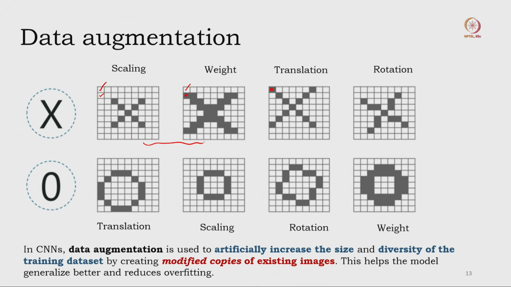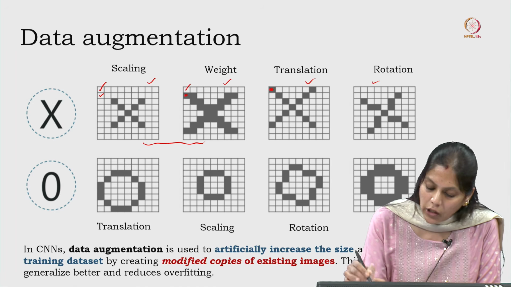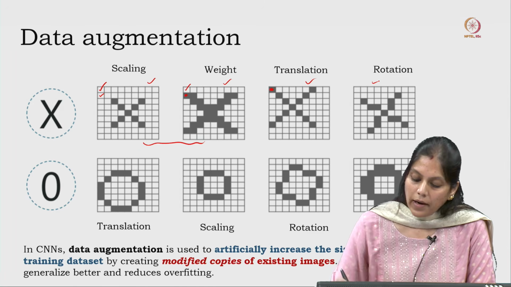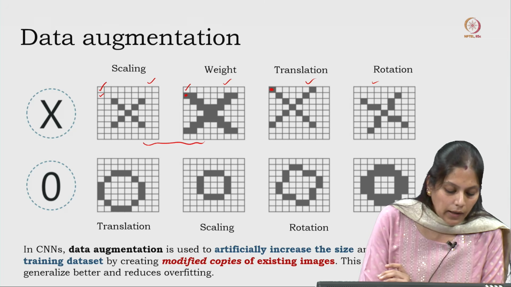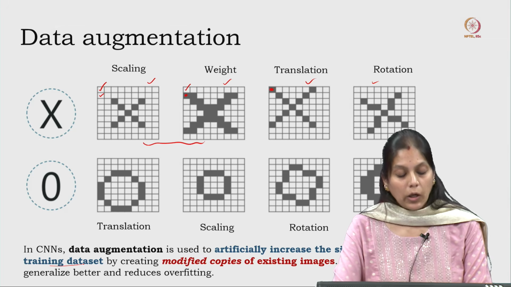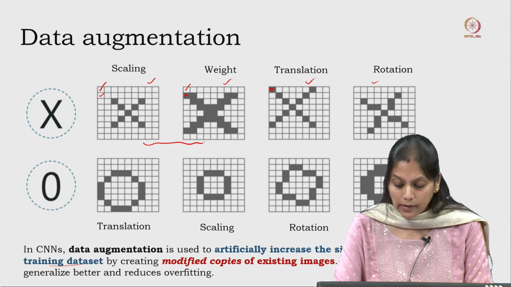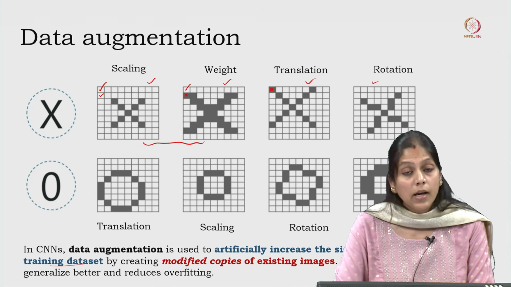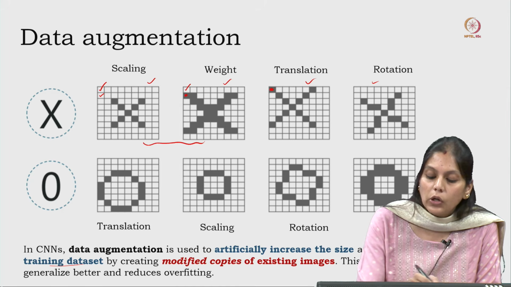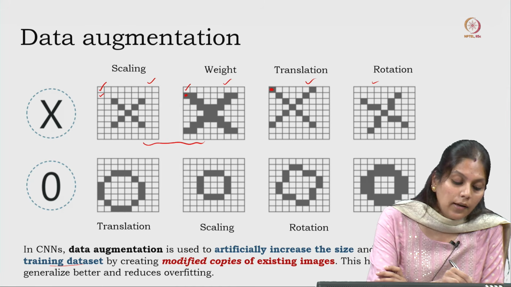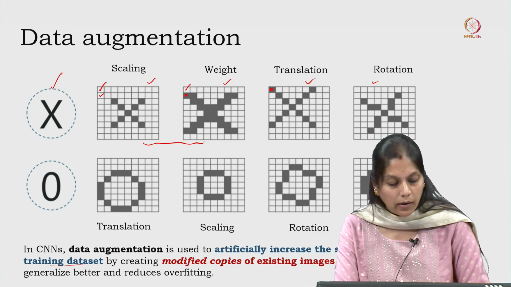Therefore, we have a concept called data augmentation. What is data augmentation? It is a technique or a tool which is used to artificially increase the size and the diversity of the training data set. Okay, we are doing two things here. How are we increasing all of these? By modifying the existing original data.